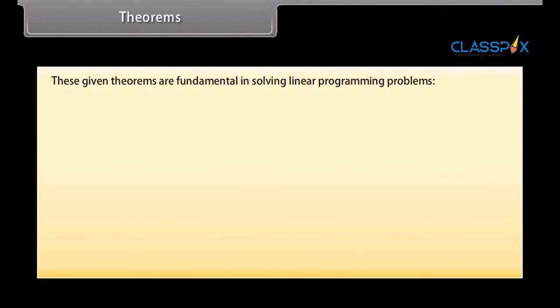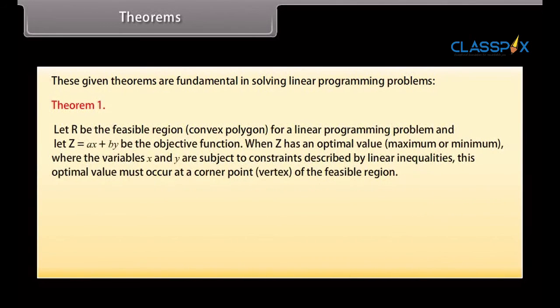Theorems. These given theorems are fundamental in solving linear programming problems. Theorem 1. Let R be the feasible region, a convex polygon, for a linear programming problem, and let Z equals ax plus by be the objective function. When Z has an optimal value, maximum or minimum, where the variables x and y are subject to constraints described by linear inequalities, this optimal value must occur at a corner point, or vertex, of the feasible region.